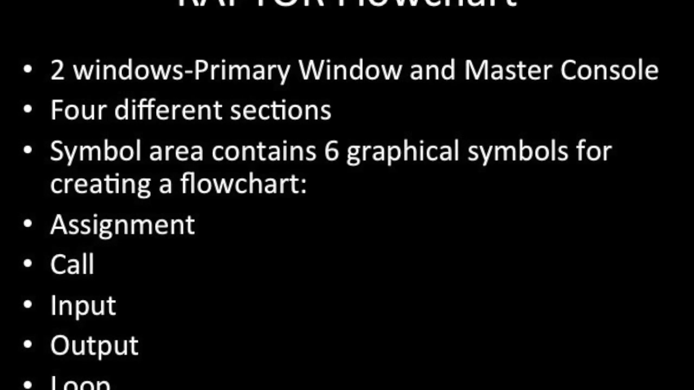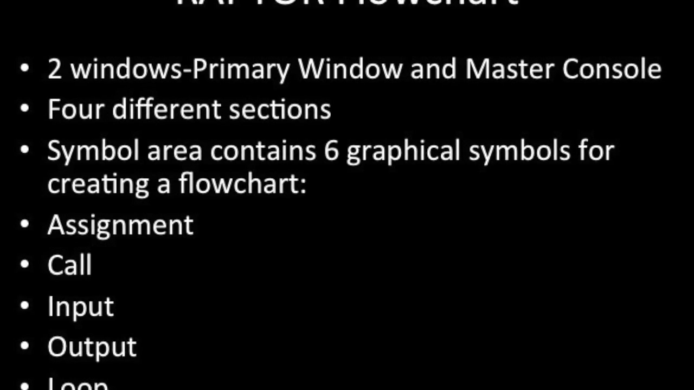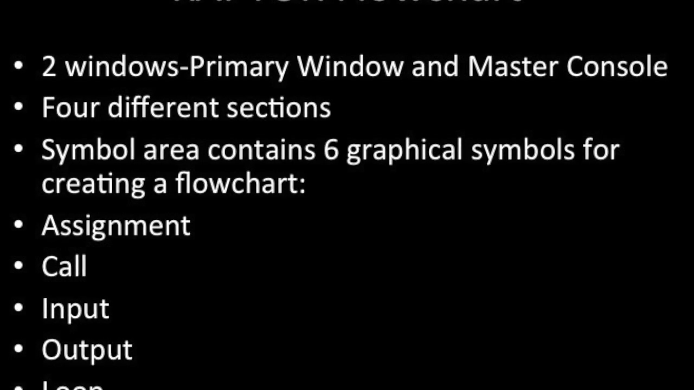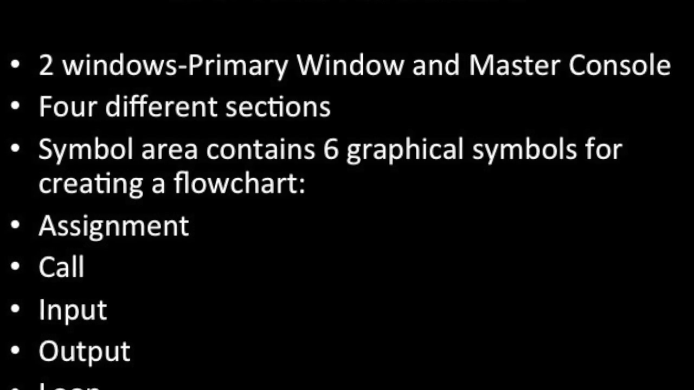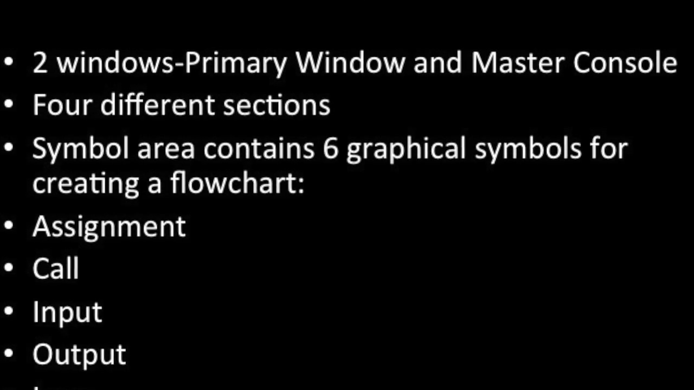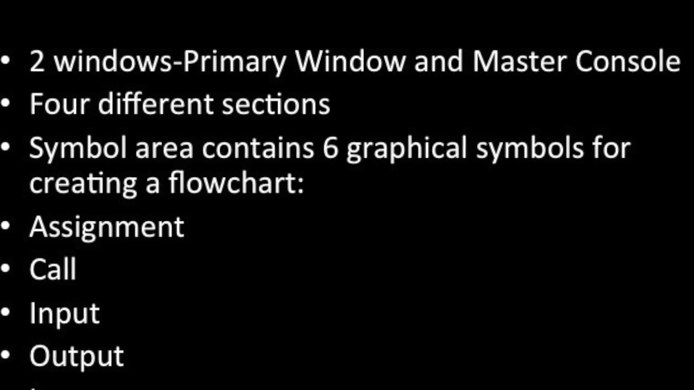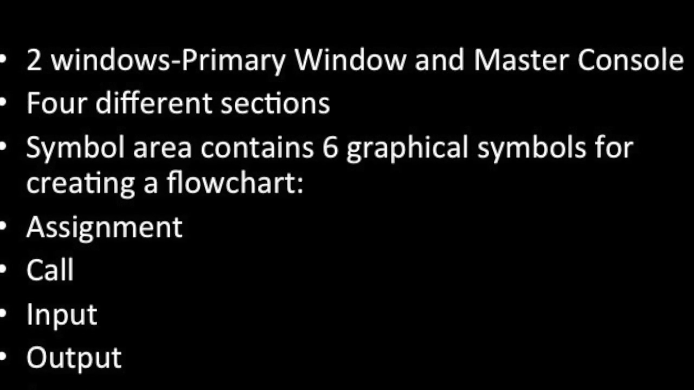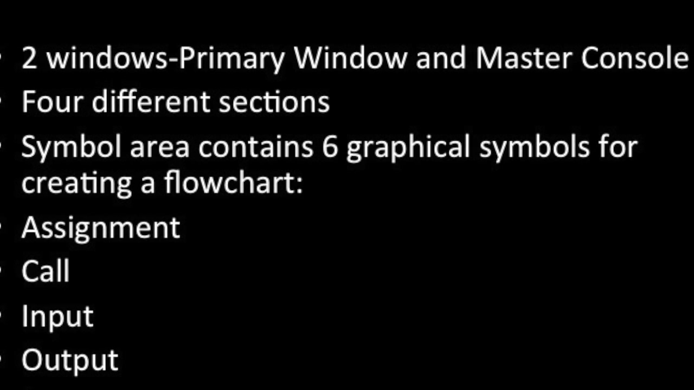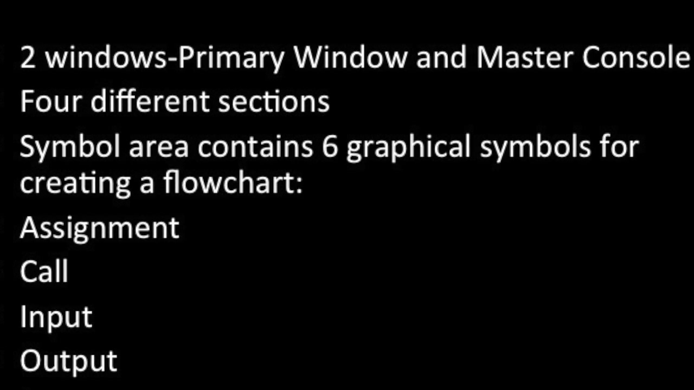There are 4 different sections to the interface. There's a symbol area that contains 6 symbols for creating a flowchart: assignment, call, input, output, and loop. There's what's referred to as the watch window, which is where you can see the program run on the left-hand side and also see the value of the variables and what's inside of the arrays. And then there's a menu in the toolbar where most of the control functions are kept.